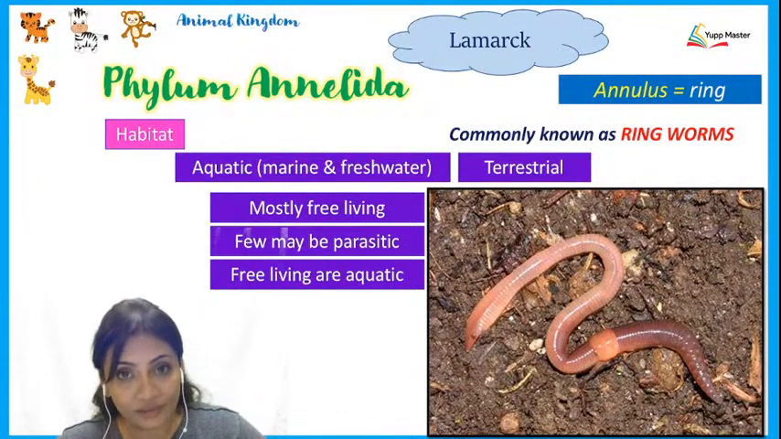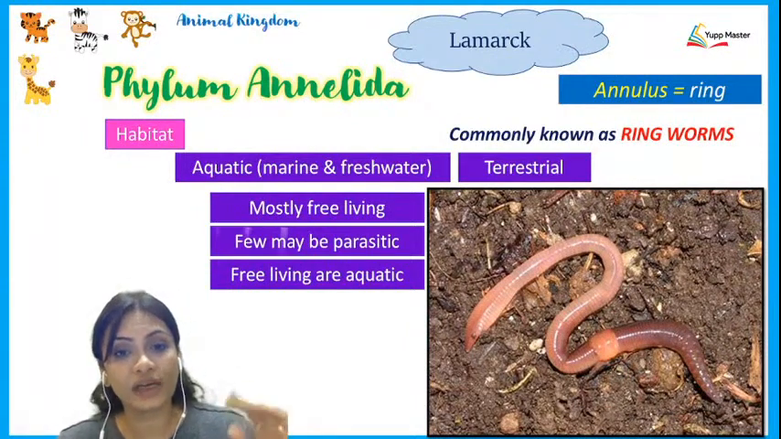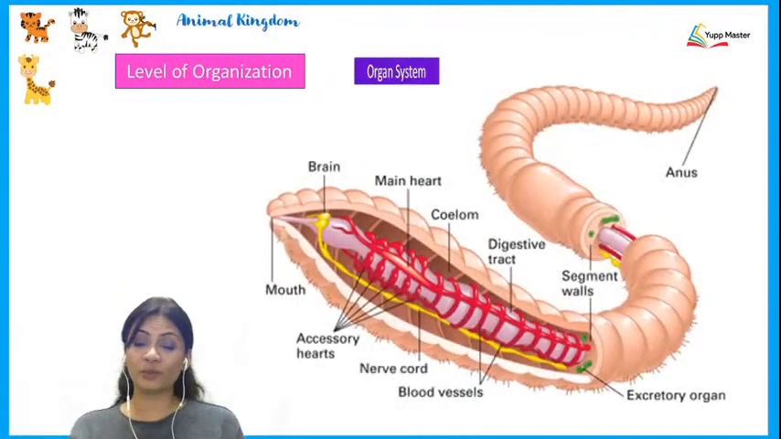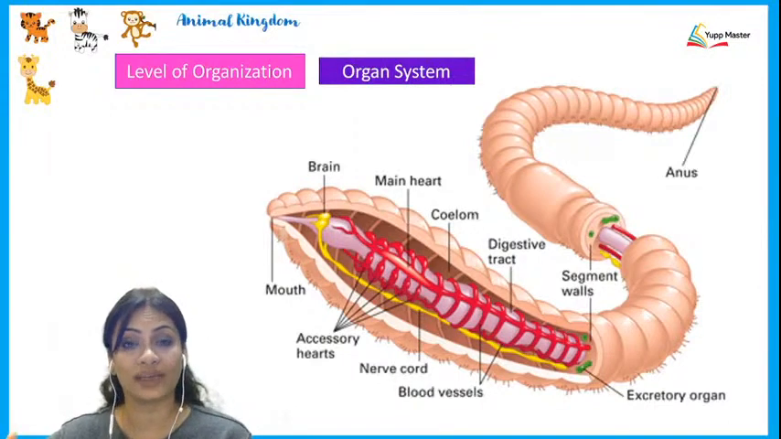They may be free living. There are few which are parasitic, and if they are free living, then most of those are going to be aquatic ones. Now, continuing with the other levels of organization, or rather other ways that we can classify the annelid.